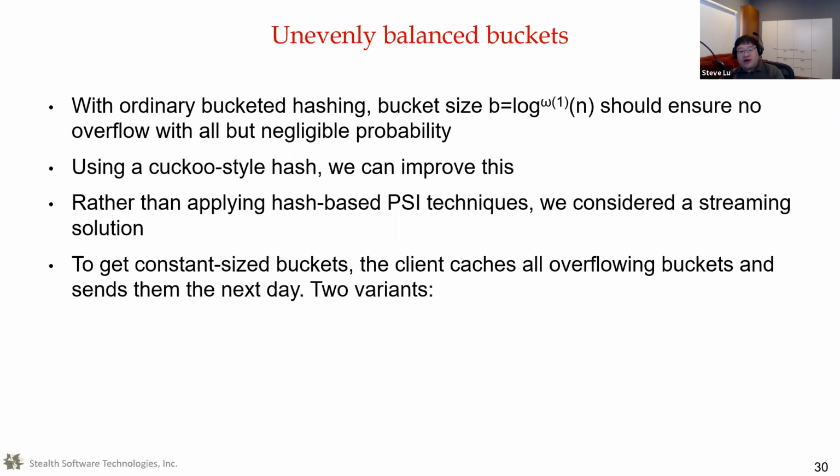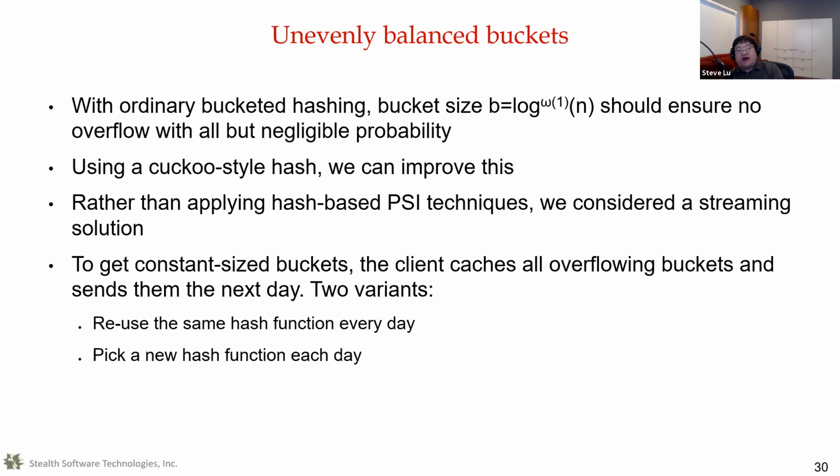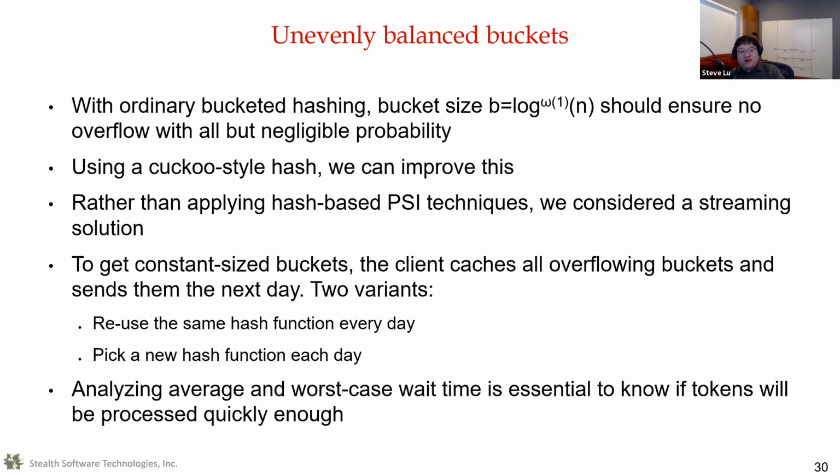This is in contrast to cuckoo hashing with stashes. In those approaches, you actually keep the stash and use that as part of your PSI. We're saying anything that overflows, let's just take it out of the PSI. So we're giving up immediate correctness for eventual correctness. And there are two ways you can do this. You can reuse the same hash function, or you can use different hash functions, and we can analyze the average and worst case wait time for something to actually get taken into account for this PSI.